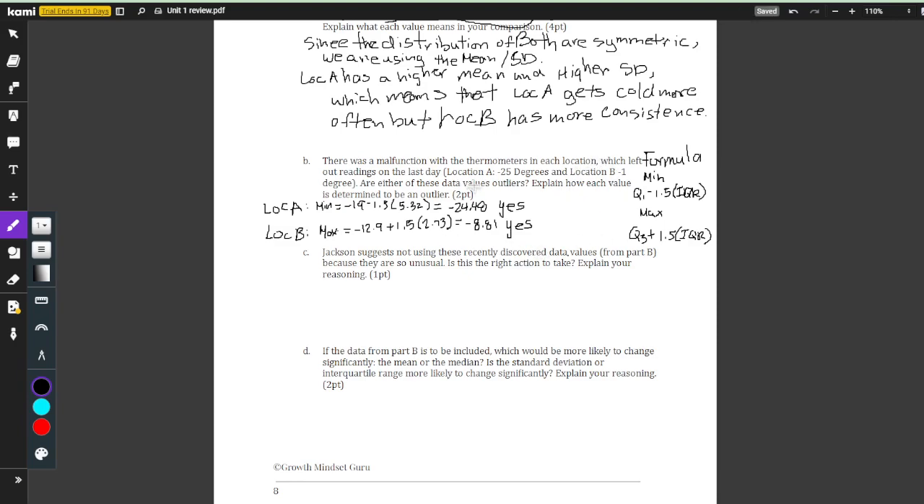Perfect. And that's how we determine if they're an outlier or not. If it's a minimum, you take this formula. If it's a maximum, you take this formula right here.